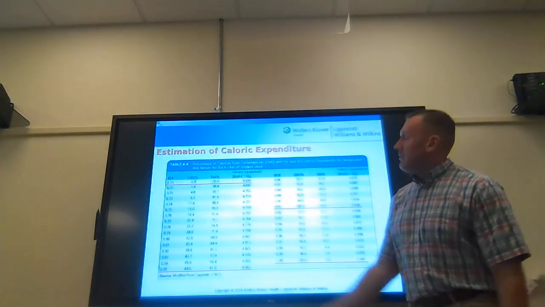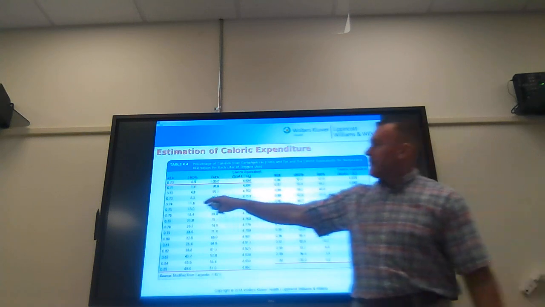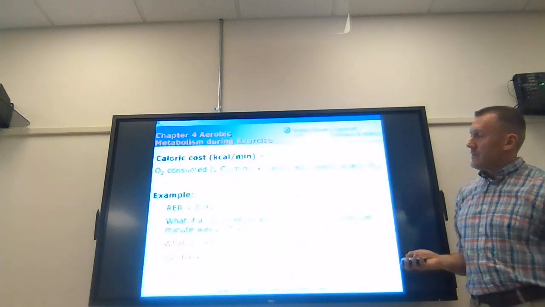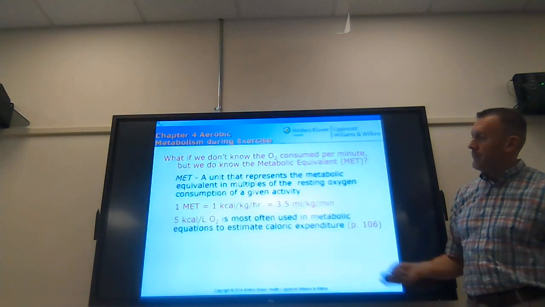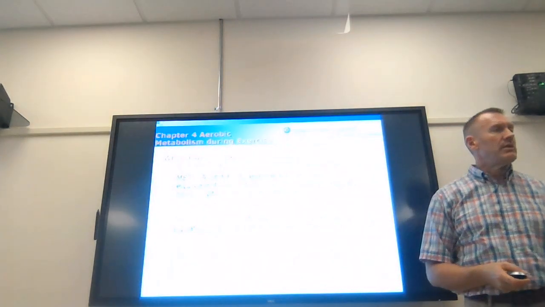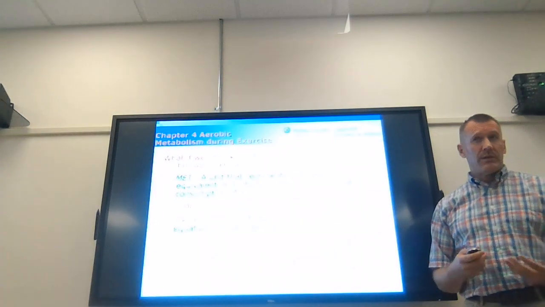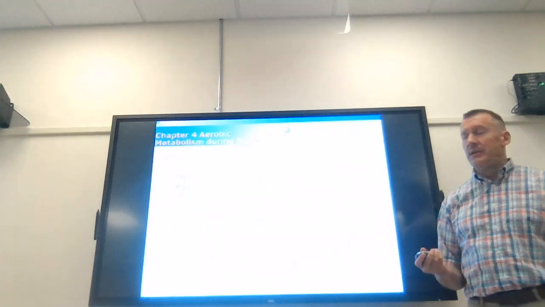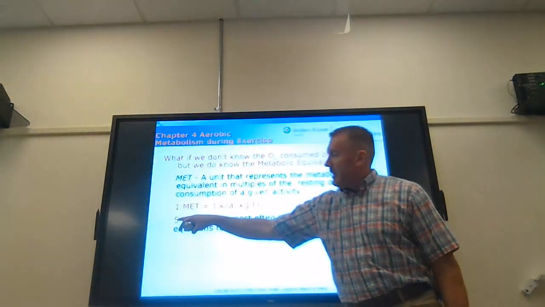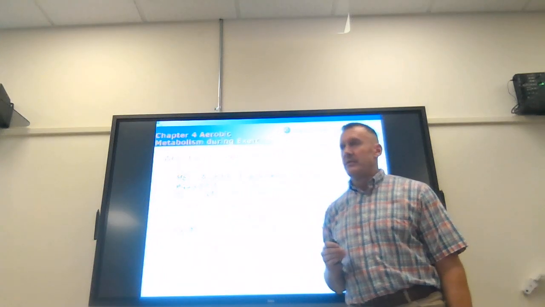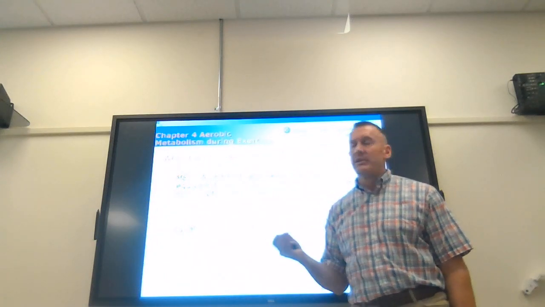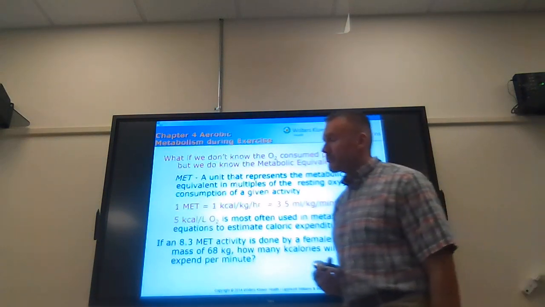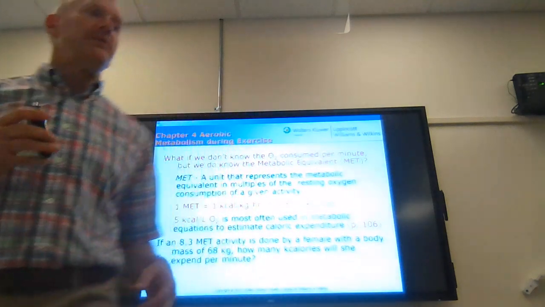So rather than memorizing each of these values for every MET or for every respiratory exchange ratio, it's easiest just to remember 5 calories per liter. So if you know how much oxygen you're consuming and you know your body mass, it makes it relatively easy to estimate caloric cost because you just have to remember 5 calories per liter of oxygen. Okay, all right, so you can get out a little, most of you have notes out, which is awesome.